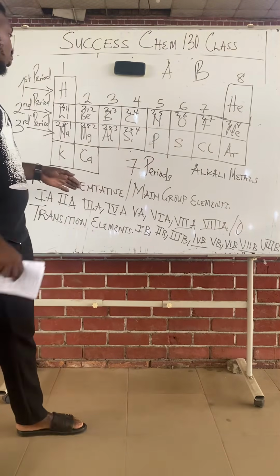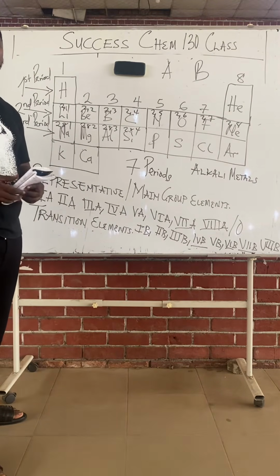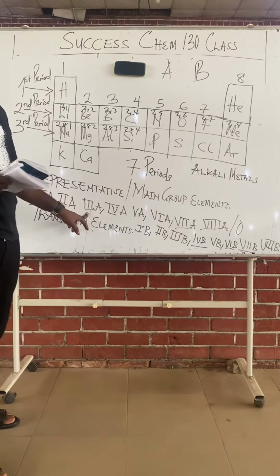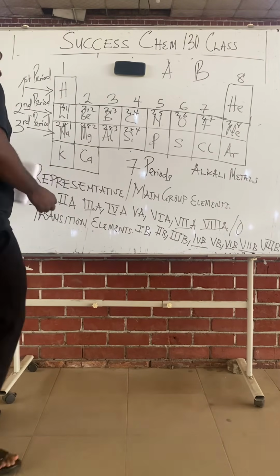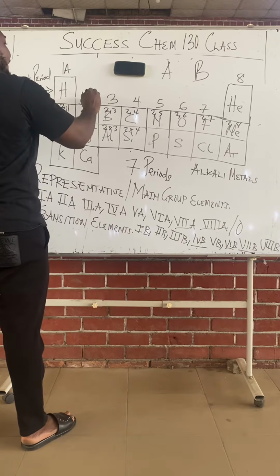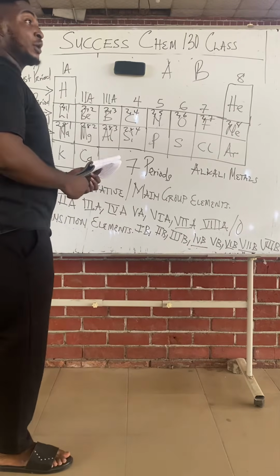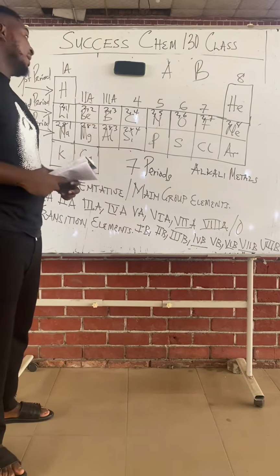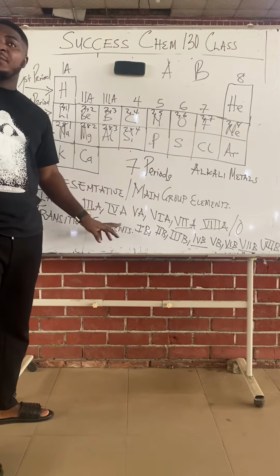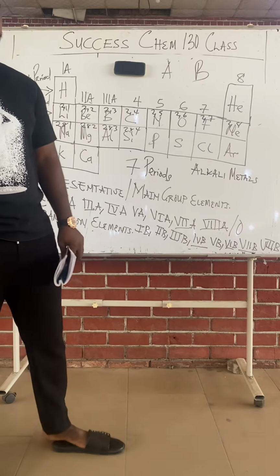Group 1 are called what? Alkali metals. Group IA. IIA are called alkali earth. IIIA are called the boron family. Group IVA, carbon family. IVA are called the carbon family.